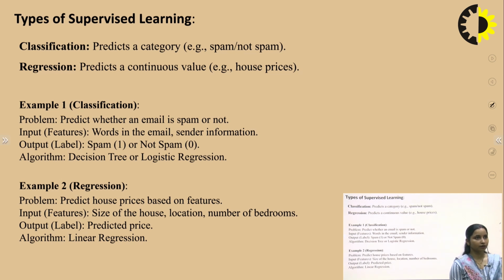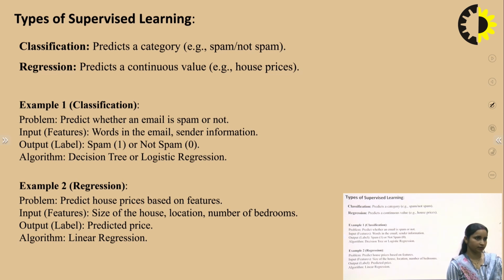If we take the example of classification, we want to predict whether the email is spam or not spam. Input will be the words in the email and the sender's information. These will be the inputs, in the form of features. By identifying the features, we will be able to identify whether the mail is spam or not spam. The output will be either spam or not spam, maybe in 1 or 0 binary form, and we receive the mails classified as spam or not spam. The algorithms working on it will be decision tree or logistic regression.